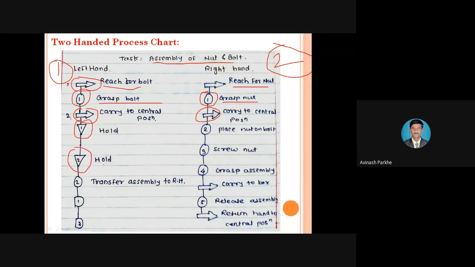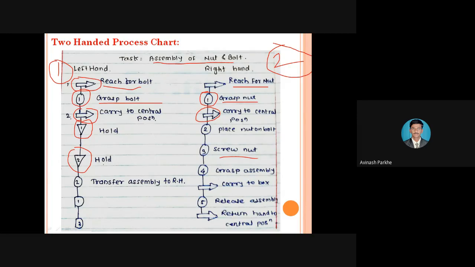Again, the left hand is in stationary position, means hold, and whatever the nut I have placed on that particular bolt, I will start screwing. I will rotate that particular nut, maybe in clockwise direction or maybe in anti-clockwise direction. That means assembly is going on.